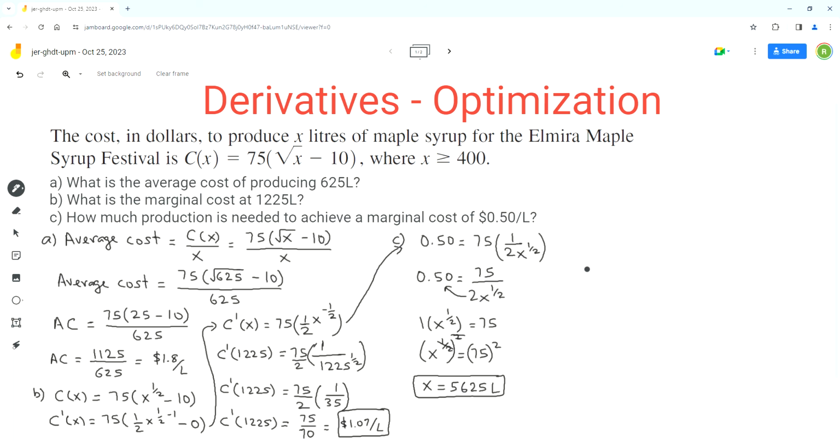These are the steps you have to keep in mind to solve a problem like this one. It's very important to understand the difference between average cost and marginal cost.